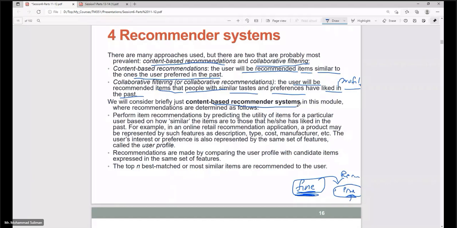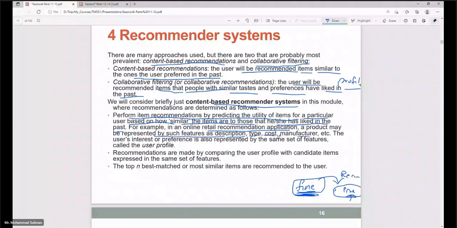The recommendations are determined like this: perform item recommendations by predicting the utility of an item for a particular user based on how similar the items are to those that he or she liked or purchased in the past. So based on that, the recommendation system will recommend the products. In an online retail recommendation application, a product may be represented by features like description, type, cost, manufacturer. The user's interest and preference are also represented by the same set of features, called the user profile.